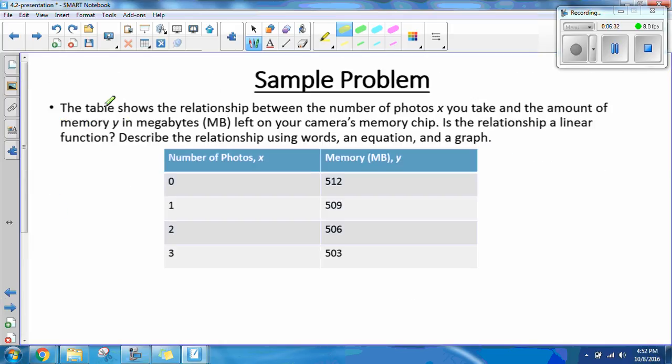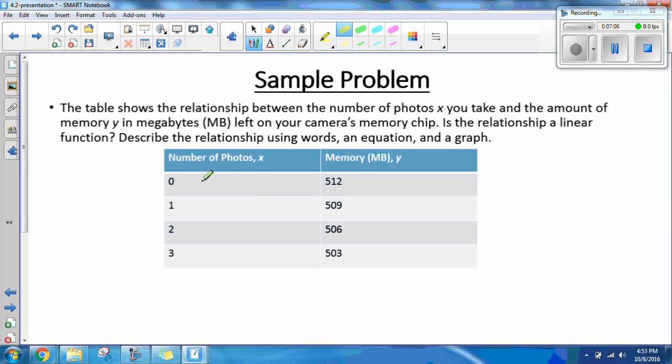The table shows a relationship between the number of photos x you take and the amount of memory y in megabytes left on your camera's memory chip. Is the relationship a linear function? Describe the relationship using words, an equation, and a graph. So the number of photos x, we have 0, 1, 2, and 3, and our memory, which is y, noted in megabytes, 512, 509, 506, 503. So we need to figure out what their relationship is.